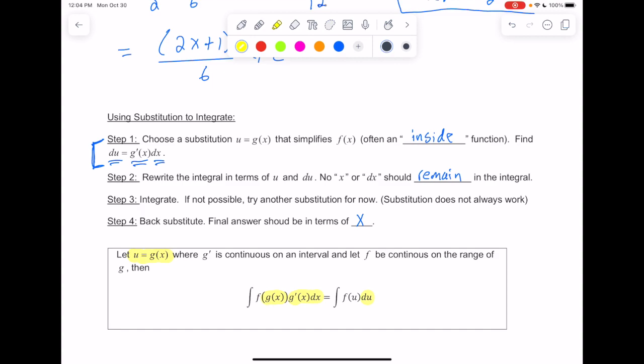All right, let's go ahead and turn the page and look at some examples of carrying this out so we can start getting more comfortable with the process.